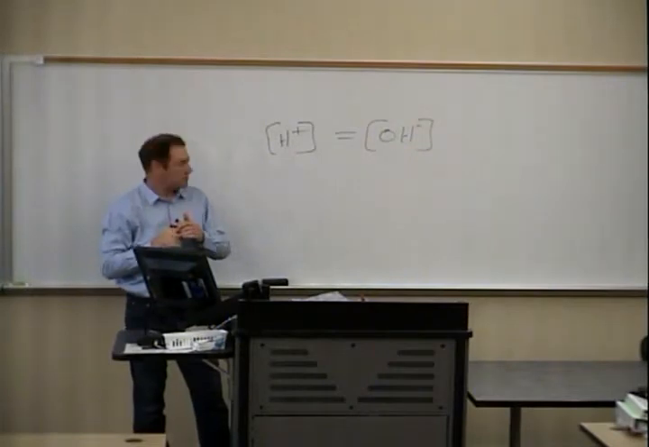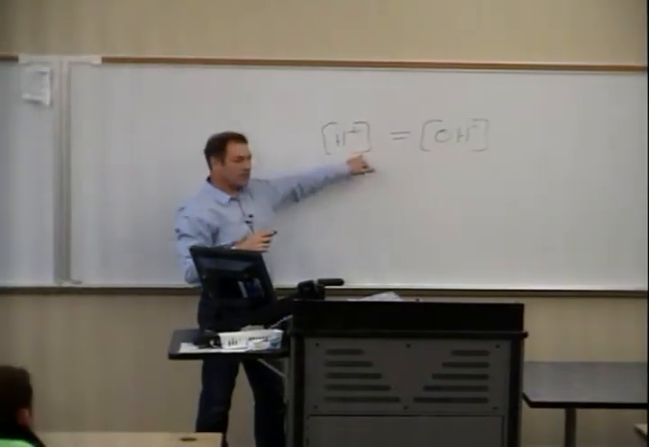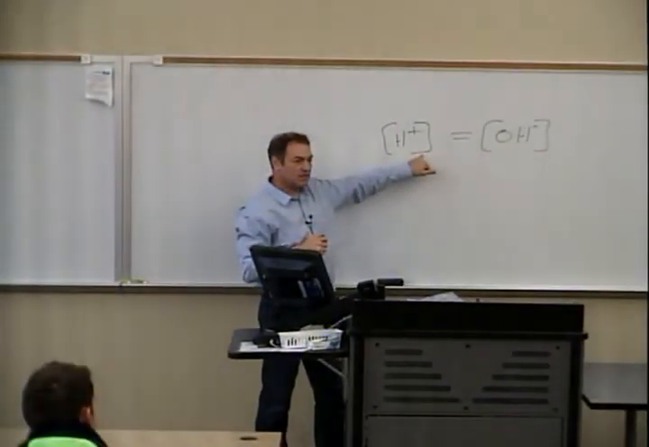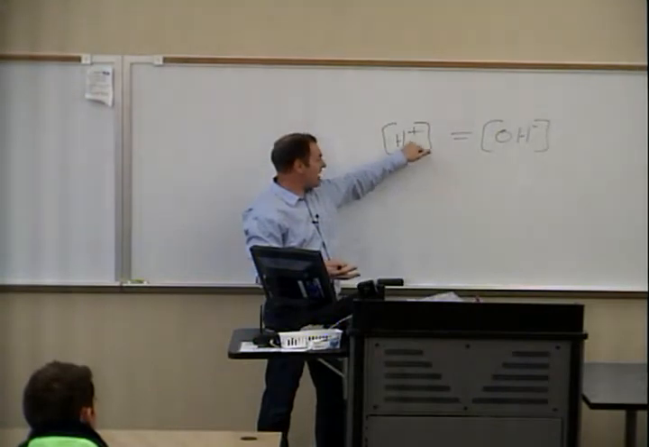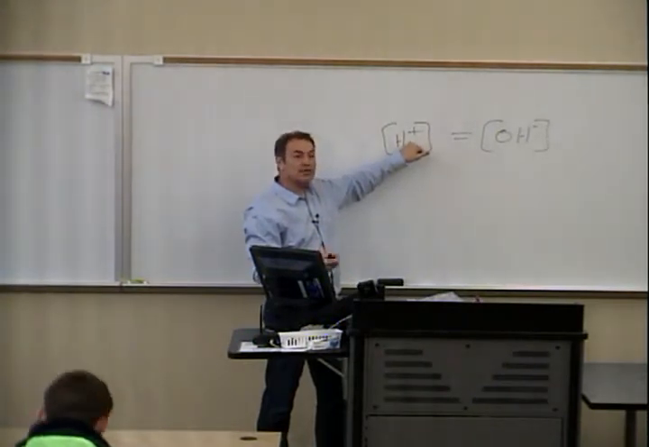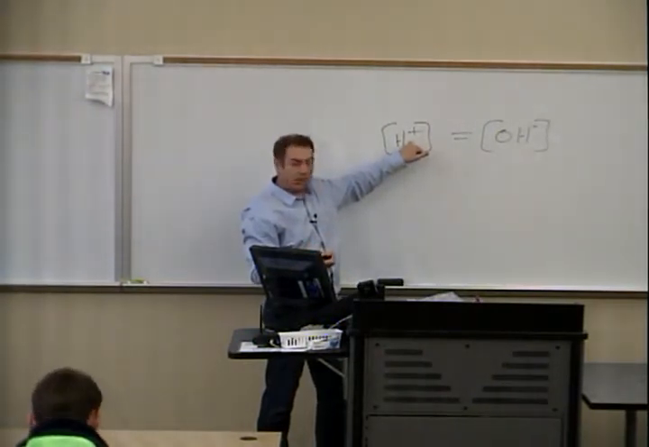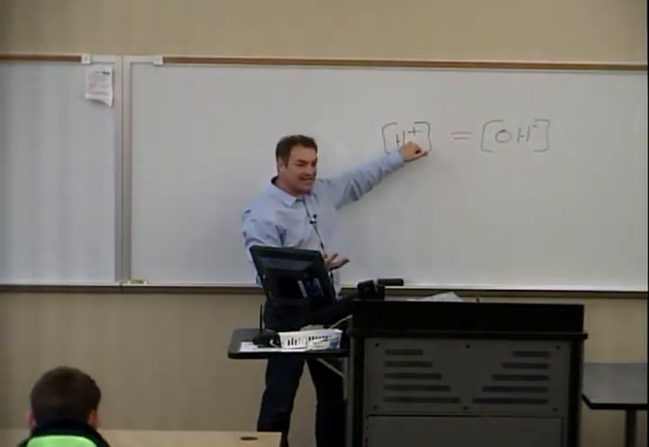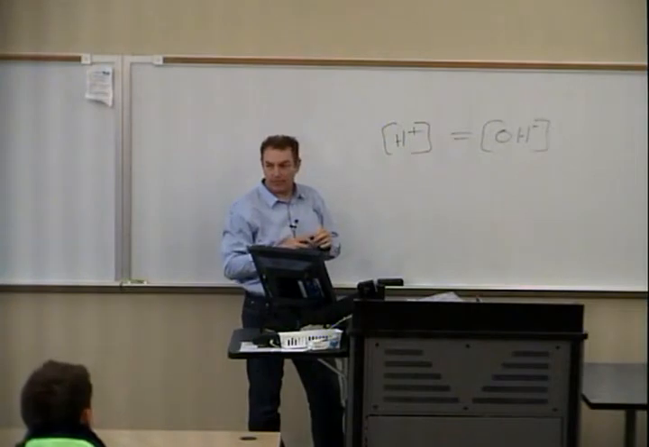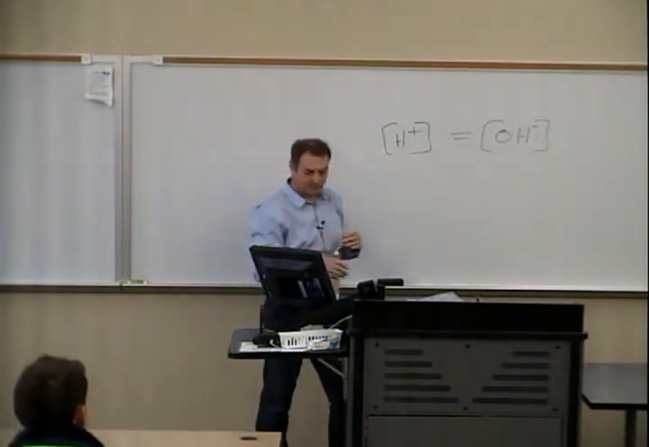Okay? All right. Is everybody comfortable with these square brackets? Whenever I put square brackets around something, it means concentration of. And concentration of is a measure of how many of these per unit volume. We usually talk about how many of these there are per litre of the liquid, for example. Okay? All right.